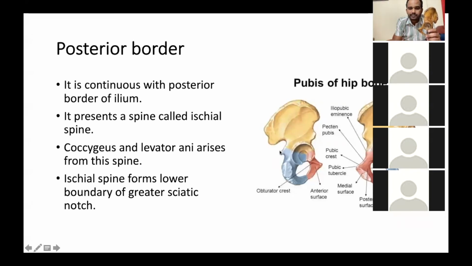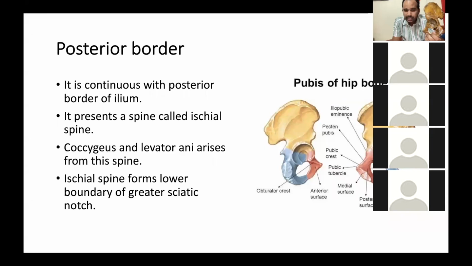Can you see this one? This notch is called the greater sciatic notch. Can you see it here? Yes, sir. This is the greater sciatic notch. And this is the lesser sciatic notch. So this ischial spine is forming the lower border of the greater sciatic notch. Yes or no? Yes, sir. So this is all about the posterior border. Is it clear, everybody?